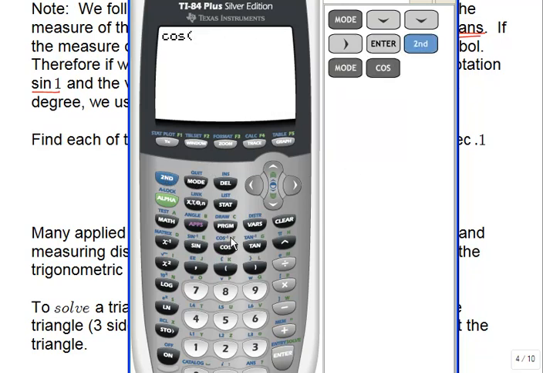And I'm just going to find cosine of 32. Notice I don't see a degree symbol up here, but you need to remember we were just in degree mode, so it's going to assume degrees, and we get 0.8480.